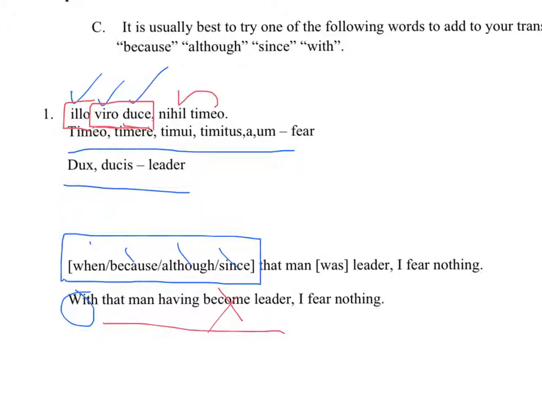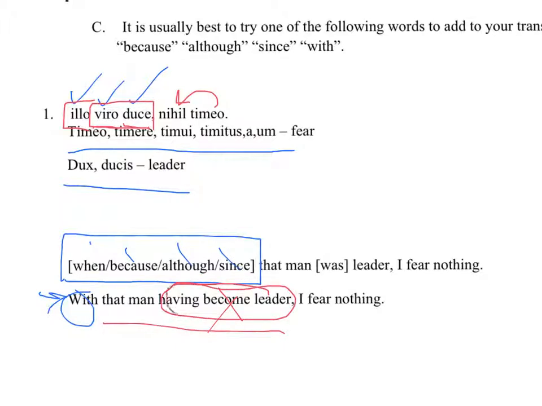Nihil timeo. Timeo is "I fear," nihil is "nothing." With that man leader, I fear nothing. Not a very good English translation. It sounds a little bit awkward to my ear. You could say perhaps, with that man having become leader, I fear nothing. Having become leader is the translation for the word duce.